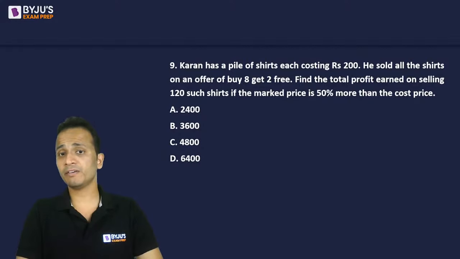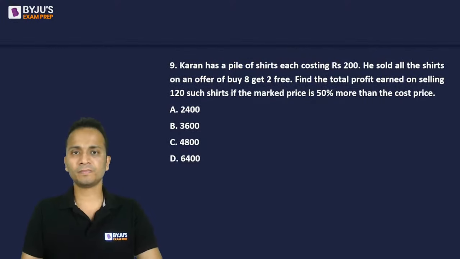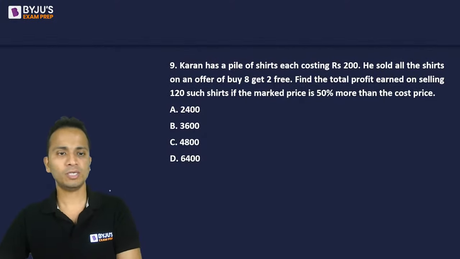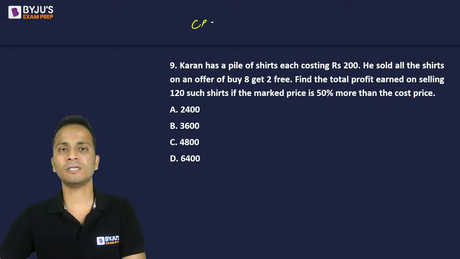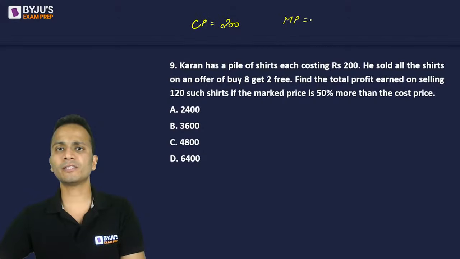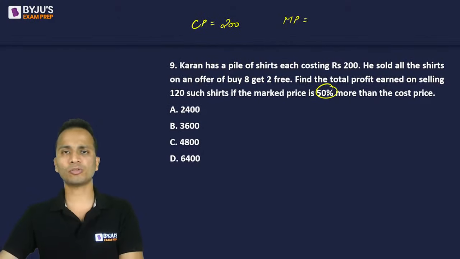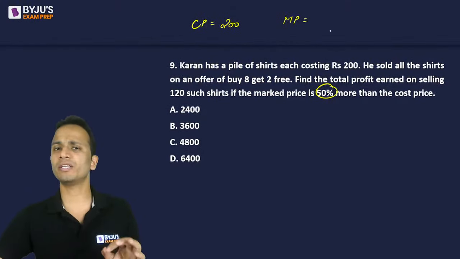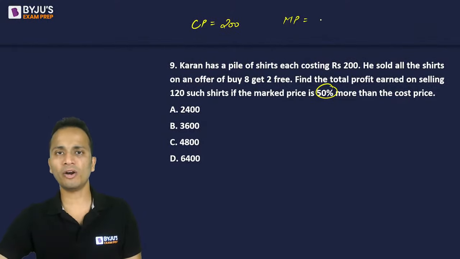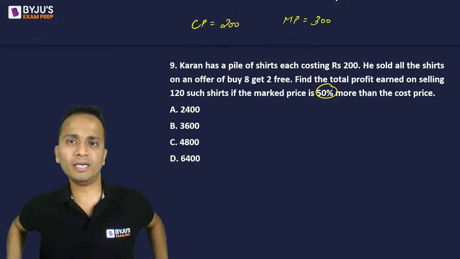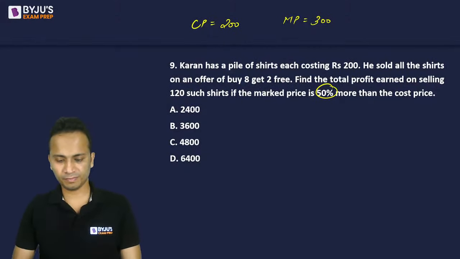And the mark price is given as 50% more than the cost price. Cost price is also given in the question. So cost price is given as 200. Mark price is 50% more than the cost price. 50% of 200 is 100. So mark price is 100 more than 200. That is 300. Okay. So 300 का mark price पता लग गया है.